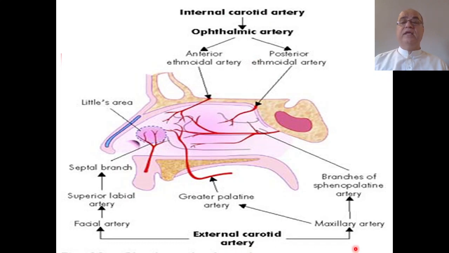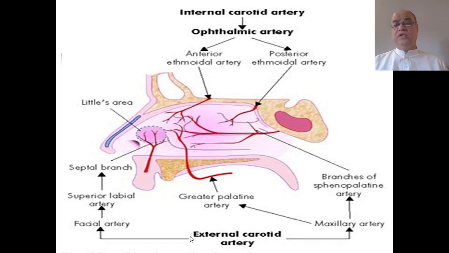External carotid gives the maxillary artery and facial artery. The branches of the facial artery, which is basically the septal branch of the superior labial artery, supplies the anteroinferior part. Superior part is formed by the internal carotid system, and the posterior part is supplied by the maxillary artery mainly. This anteroinferior part is Little's area, where there is Kiesselbach's plexus.